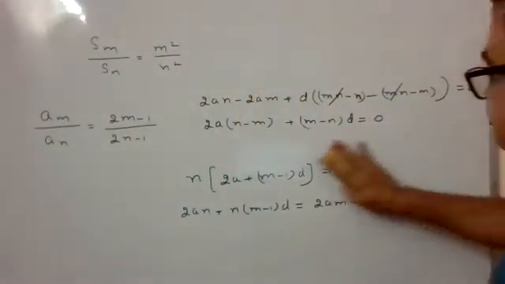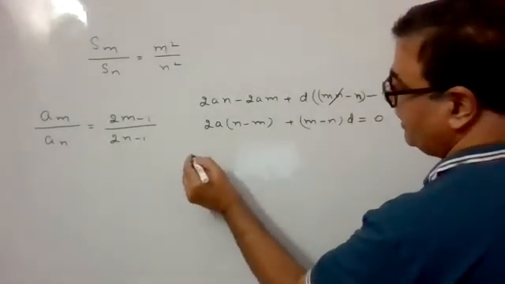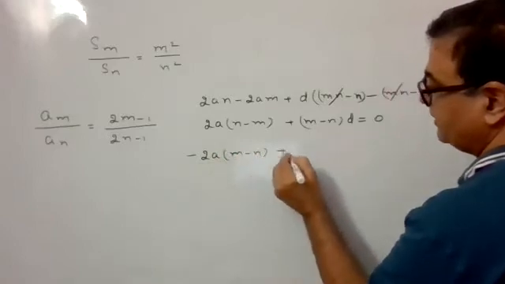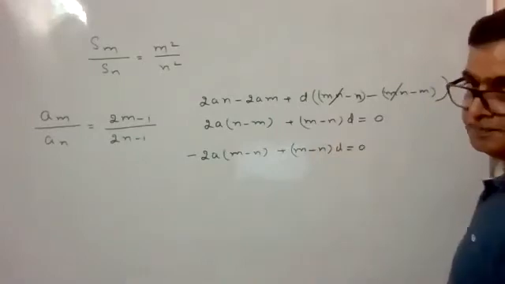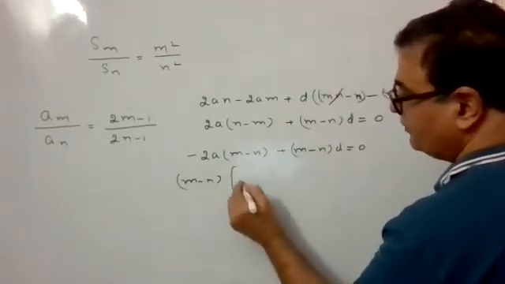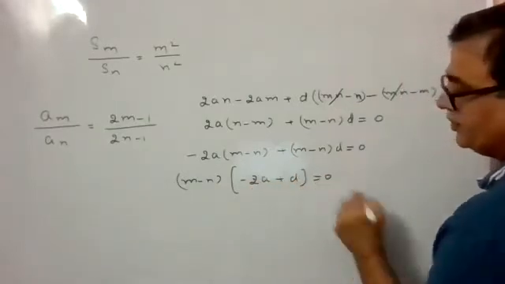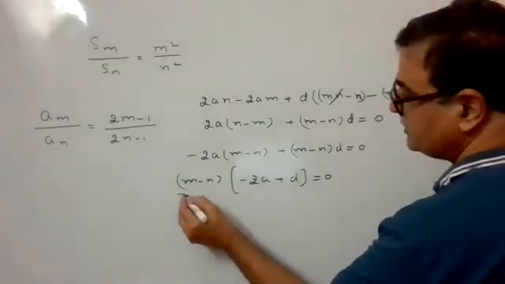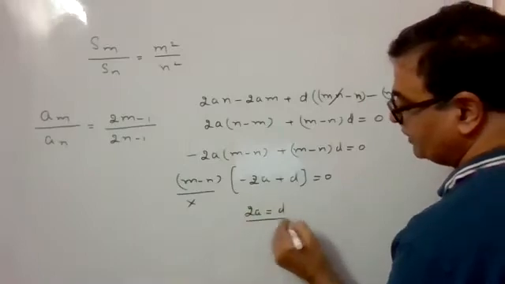And then, taking m minus n common, left is minus 2a plus d is 0. Minus 2a plus d. And m is equal to n is not possible, so we will say 2a comes out to be d.